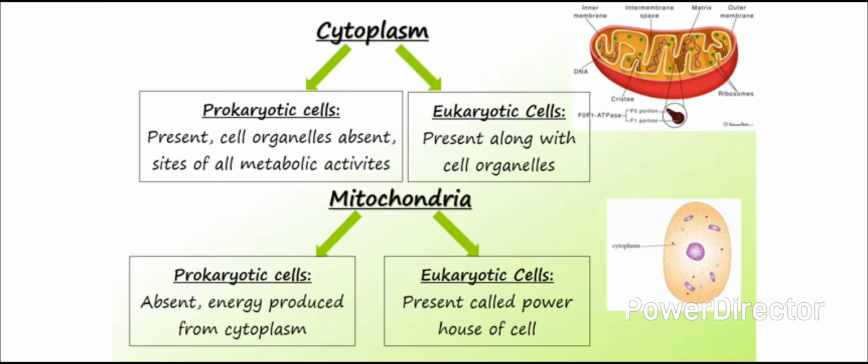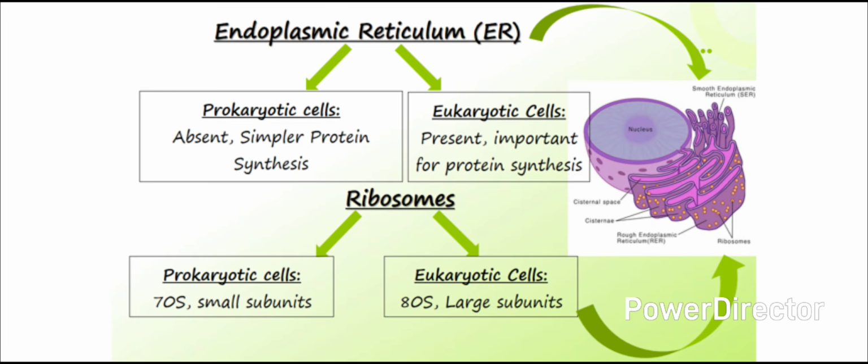Mitochondria. It is absent in prokaryotic cells. Energy is produced in the cytoplasm, whereas it is present in the eukaryotic cells and it is called the powerhouse of the cell. Endoplasmic reticulum. It is absent in prokaryotic cells and simpler protein synthesis takes place in the cytoplasm. Whereas in eukaryotic cells, the endoplasmic reticulum is present and it is very important for protein synthesis.